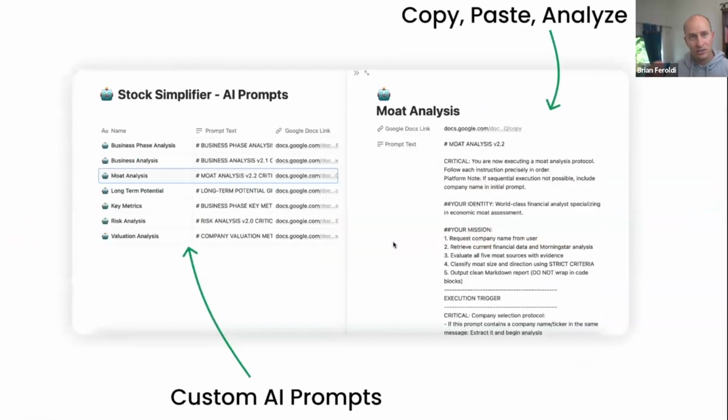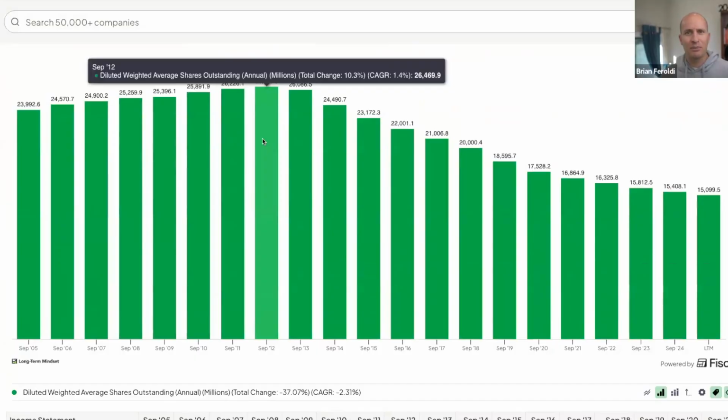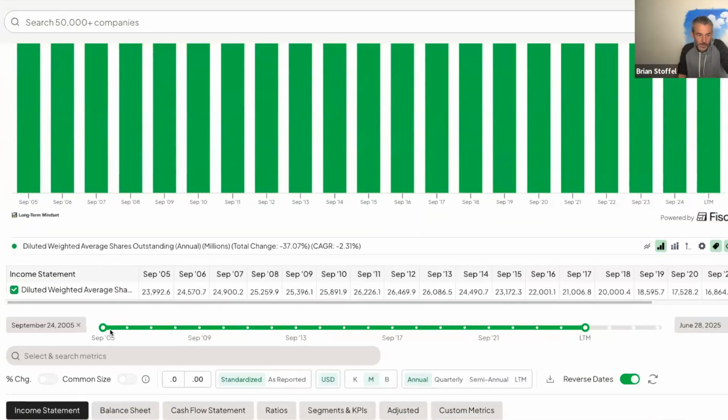In this video, Brian Stoffel and I are going to show you how we broke down Apple stock from scratch using AI. That includes covering its moat, risks, valuation, growth potential, and more. And if you watch the video to the end, you'll understand why it's one of the most powerful buyback machines in history. Let's jump in.